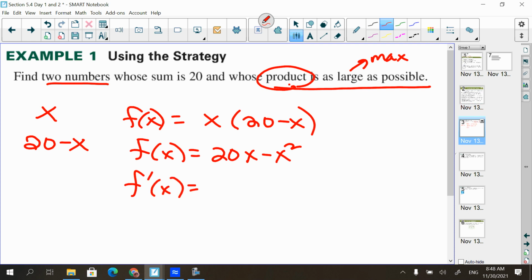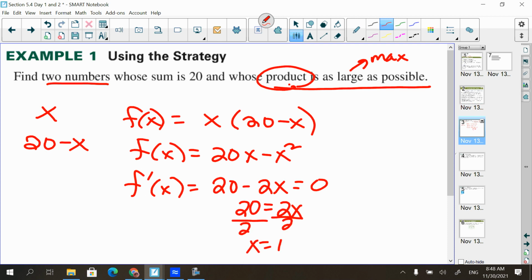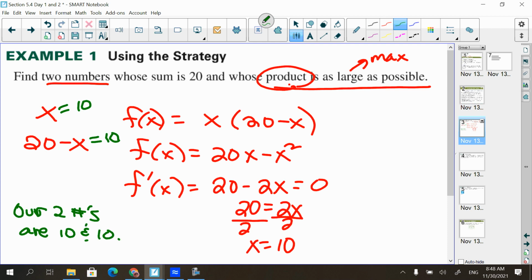So f prime of x equals 20 minus 2x. And as I set that equal to 0, I get 20 equals 2x, divide both sides by 2, x is 10. So then I go back over here and I say, well, x is 10, 20 minus x is also 10. So two numbers whose sum is 20, 10 plus 10 is 20, and whose product is as large as possible, the product would be 100 right there. So for this, our two numbers are 10 and 10. It didn't say they had to be different numbers, right? Two numbers that have that information.